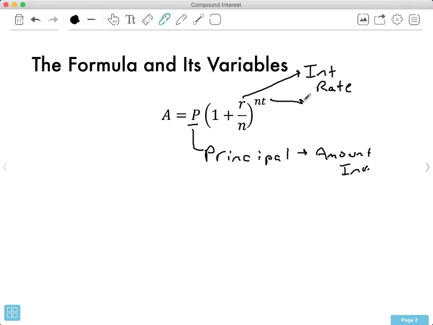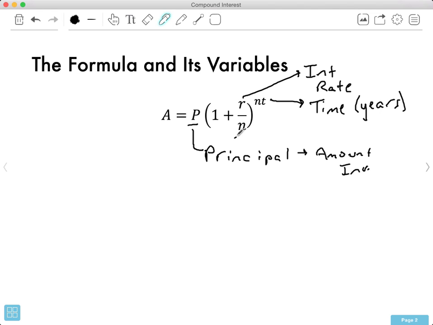The T stands for time, and in this formula the time is measured in years. It's actually measured in the same unit as your interest rate, but typically in Canada when you're investing, the interest rate they give you is an annual interest rate, so time is almost always measured in years.